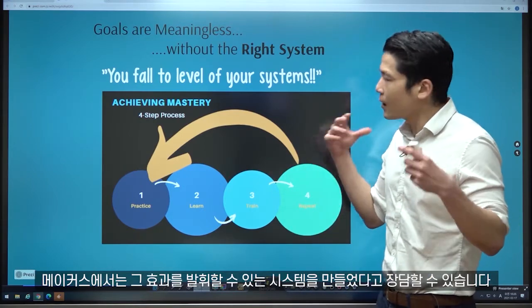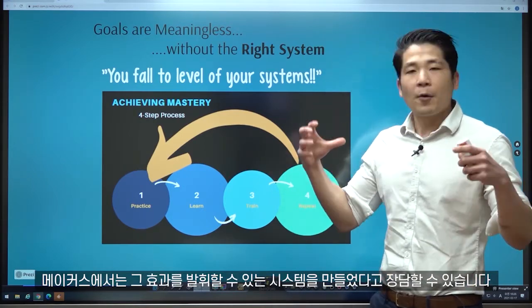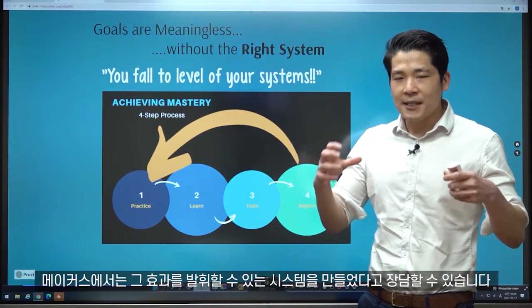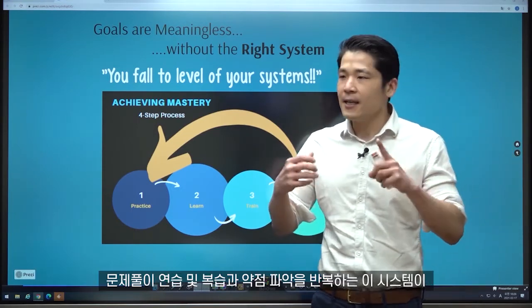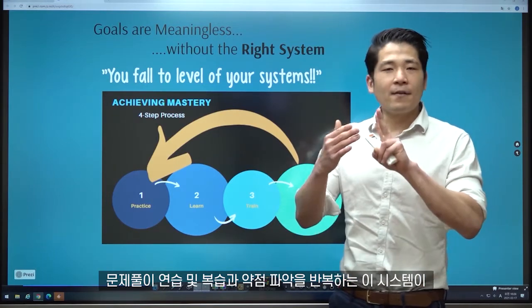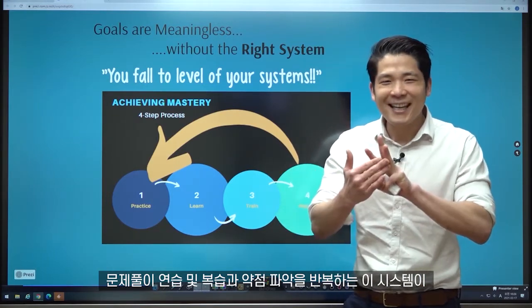And so, I believe that in our program, we have developed a system that works. The system is basically, you'll be practicing, reviewing, self-studying.